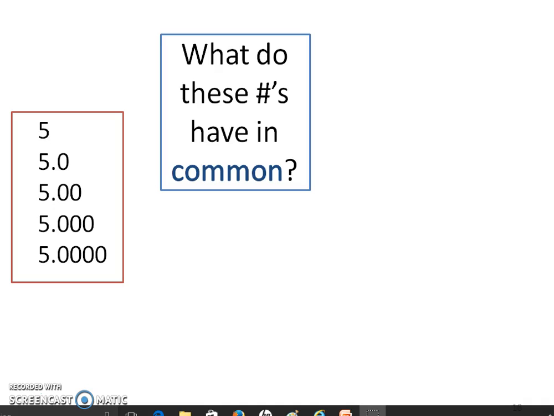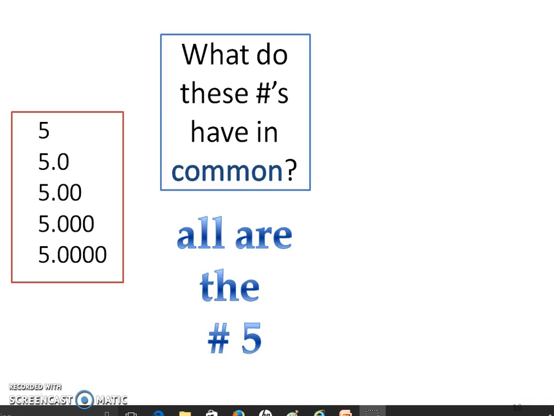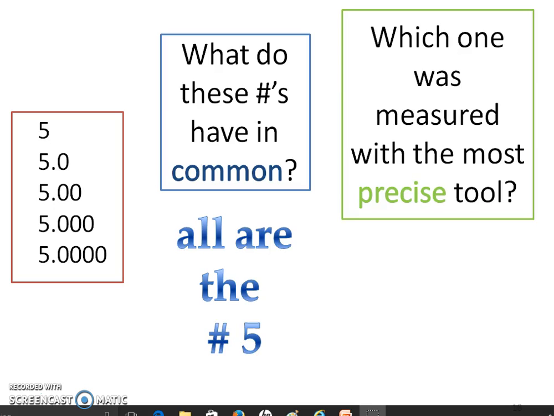So what do these numbers have in common? The 5, the 5.0, the 5.000. Well, they're all the number 5, okay? But which one was measured with the most precise tool? Of course, the one with the most sig figs. So that's what the sig figs really are important about. What tool are we using? And it's going to give us more precise or more sig figs to our measurements.